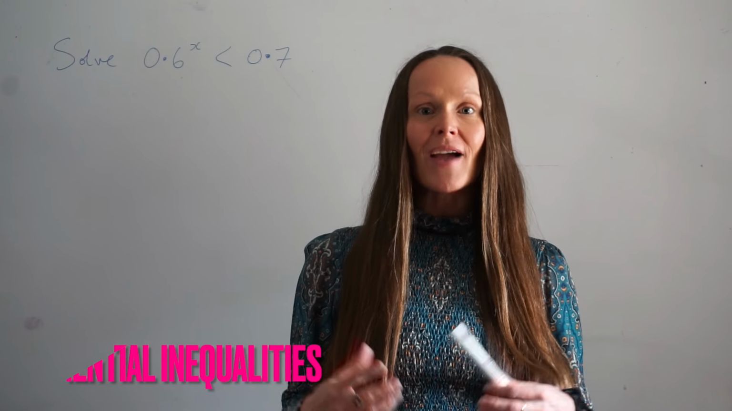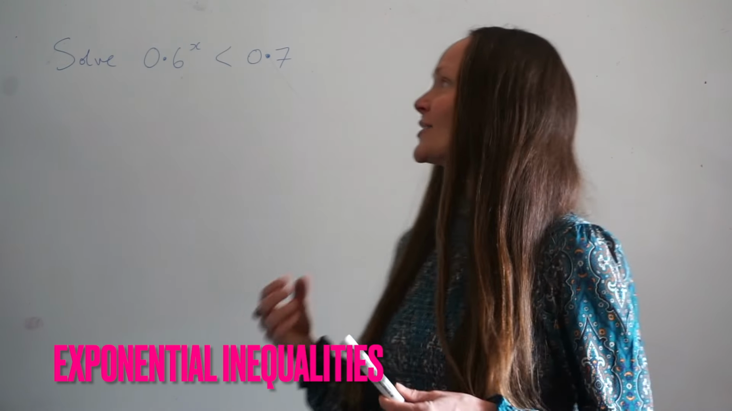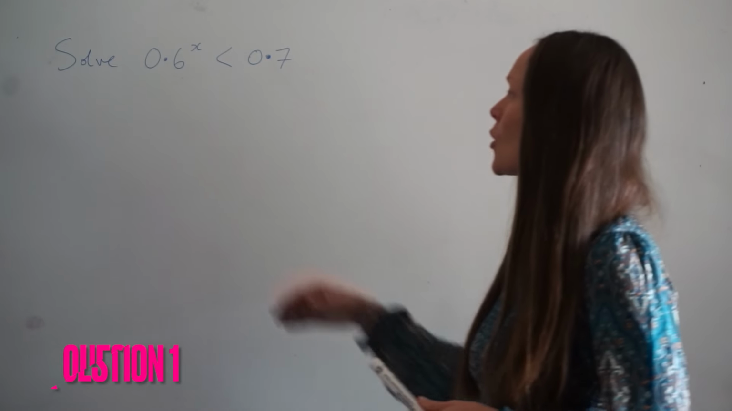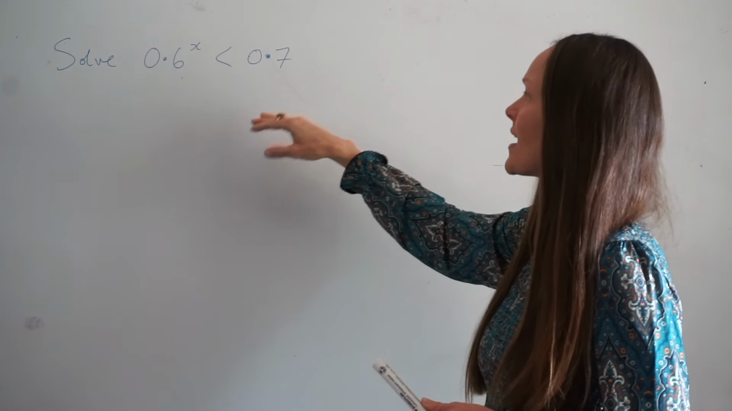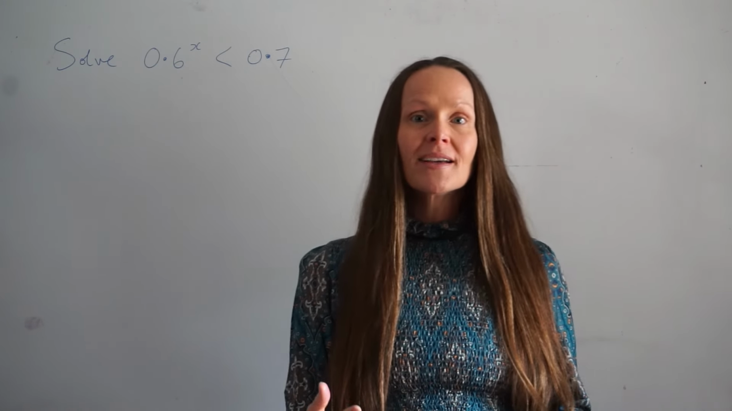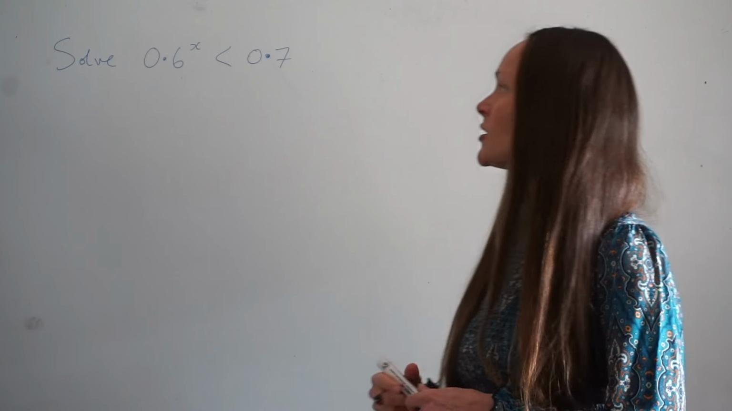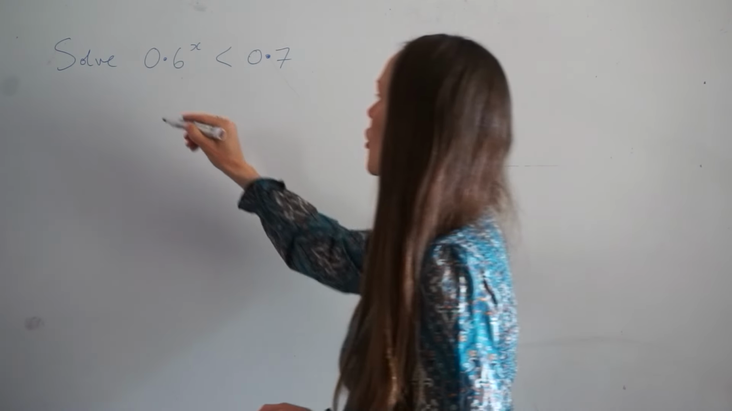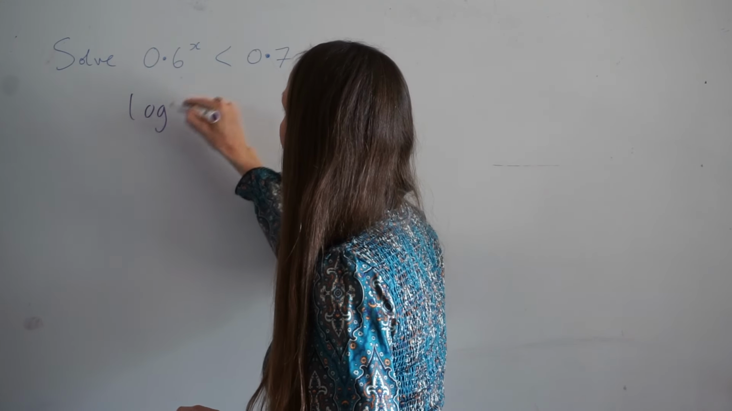Going to show you how to solve exponential inequalities. So in the first example, we want to solve 0.6 to the power of x is less than 0.7. And I'm going to start in the same way as if I was solving an exponential equation. I'm going to take log base 10 on both sides of the inequality.